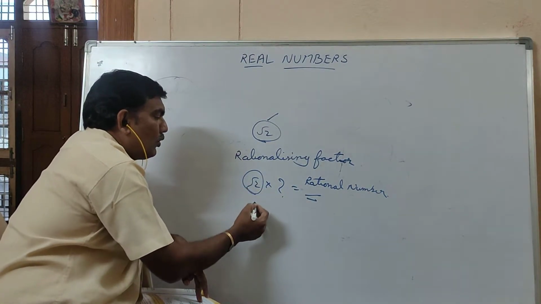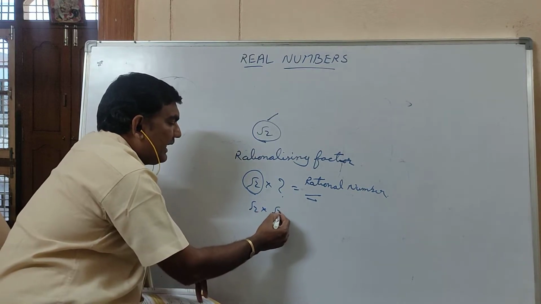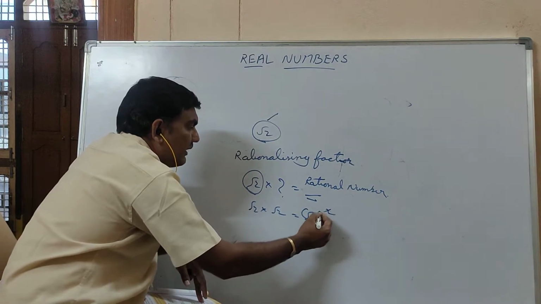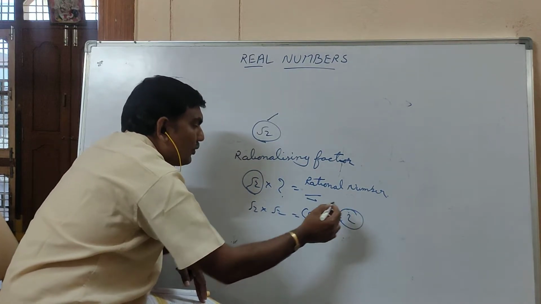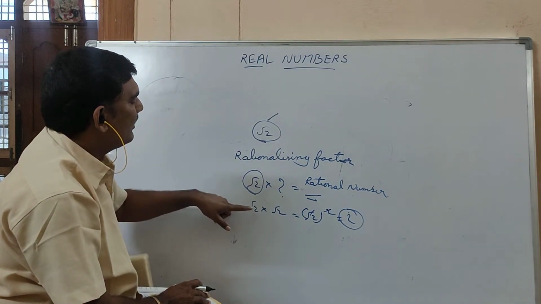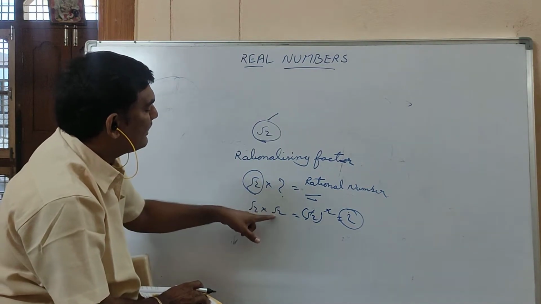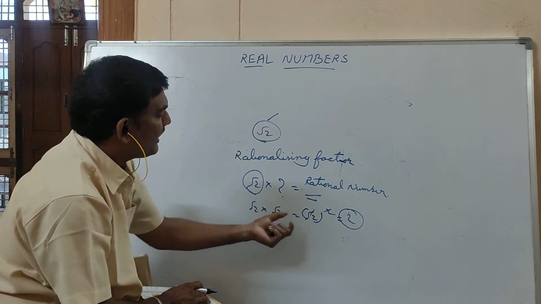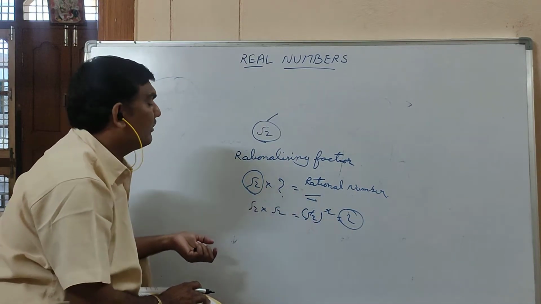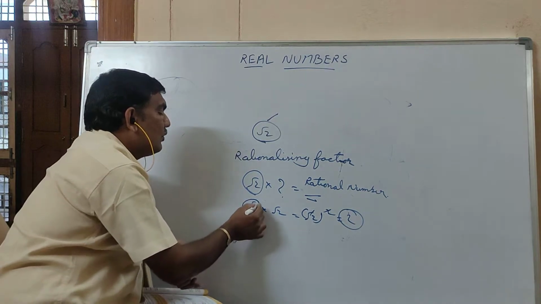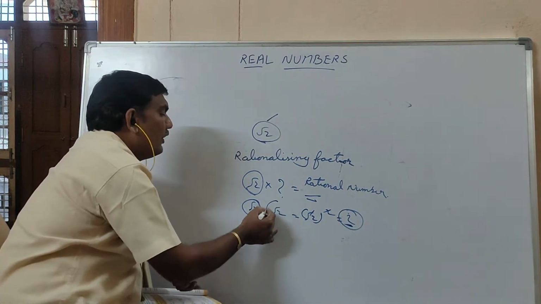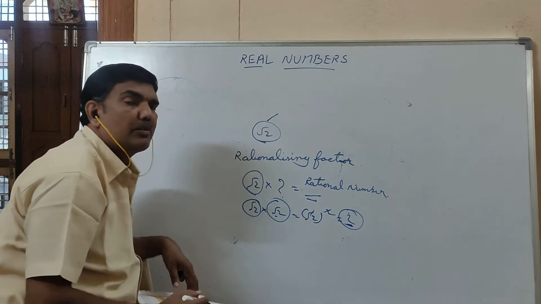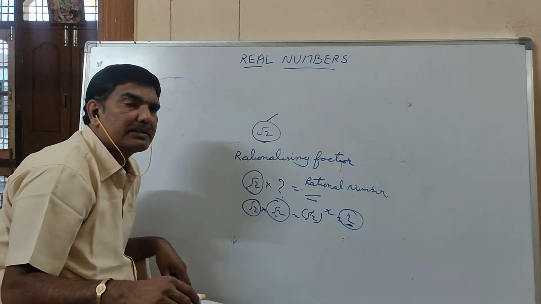So, if I multiply root 2 with another root 2, root 2 into root 2 becomes root 2 square; the square and root cancel, and you get 2. Means we multiplied this root 2 with one more root 2, and after multiplication the product became 2, a rational number. To make root 2 a rational number, we multiplied with one more irrational number. This irrational number is called the rationalizing factor.